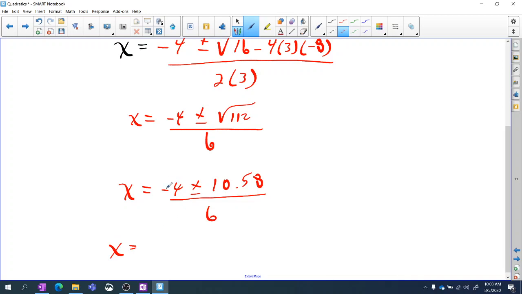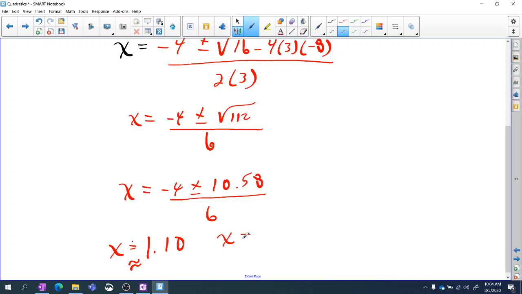I'm going to go negative 4 plus 10.58. Make sure you hit equals, which is 6.58, and then divide that by 6. And that gives me 1.096. So when I round that to the nearest hundredth, it's going to be 1.10. What you'll usually see when they're not exact anymore, you put a dot above your equal sign, or some books will use kind of a swirled equal sign like so.